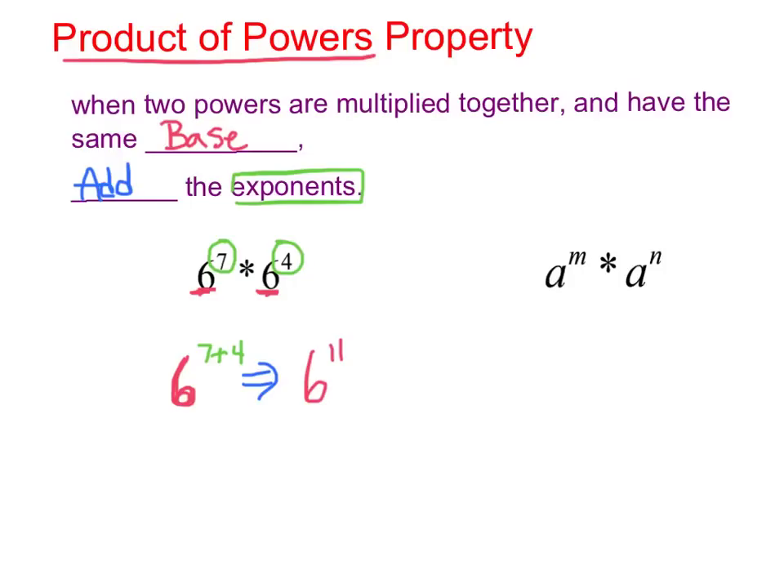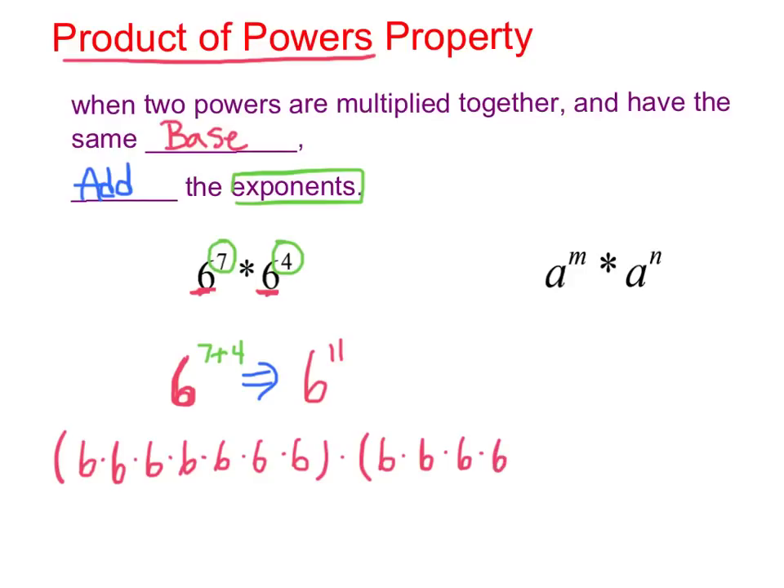Now the way that we know that this is true is because we can say, first of all, that 6 to the power of 7 really means 6 times 6 times 6 times 6, 7 times, times 6 times 6 times 6 times 6, which is 6 to the 4th power. And if we multiply all those together, what we really have is 11 of these. So we have 1, 2, 3, 4, 5, 6, 7, 8, 9, 10, 11. So that's how that really works.